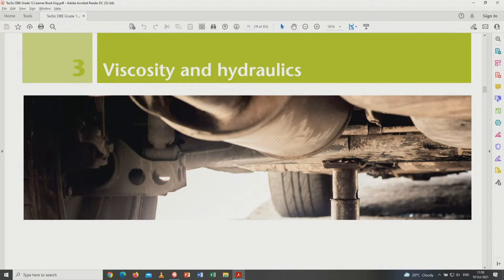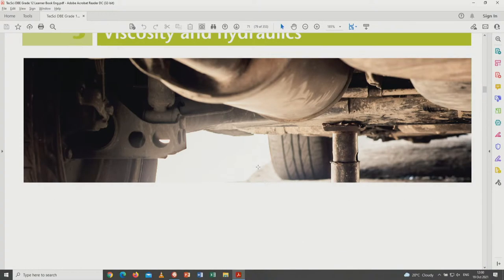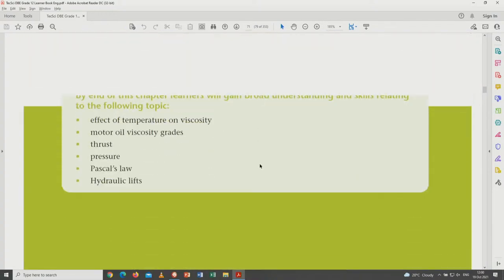Welcome back, learners. What we are going to deal with in this particular case is hydraulics, although in this section of the book it says viscosity and hydraulics, but we will focus more on hydraulics, although the two are related. I think viscosity you also have done something about. So what we would expect you to know by the end of this is that we will not talk about viscosity as I've indicated.